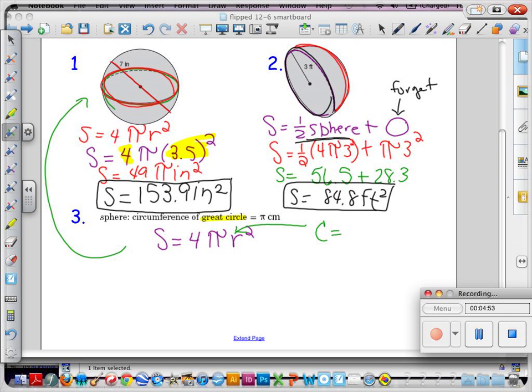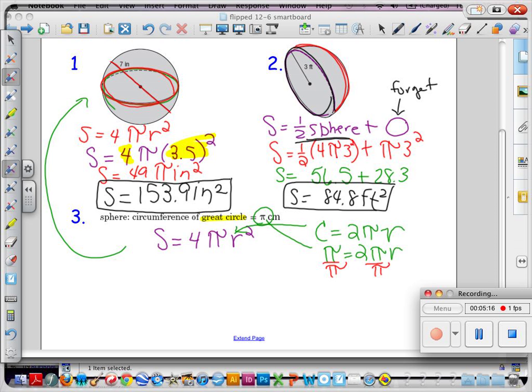circumference is 2 pi r. I'm going to have to use my circumference formula. Pi is my circumference. Pi equals 2 pi r. So at this point, I can see I'm going to divide by pi.